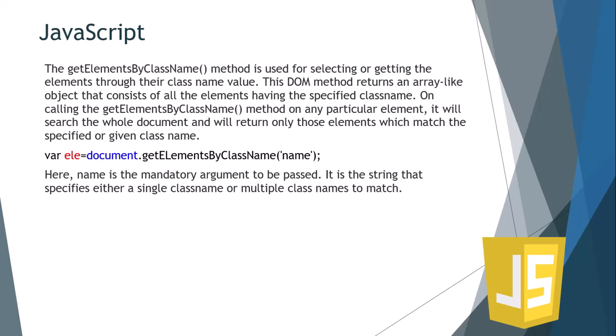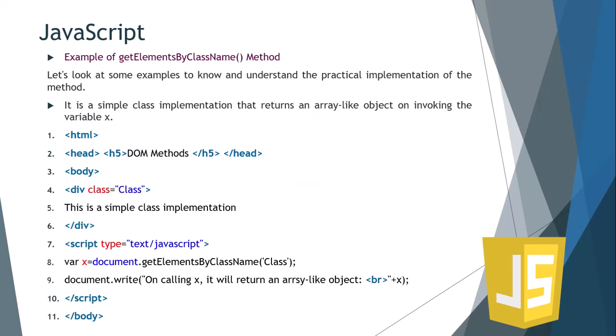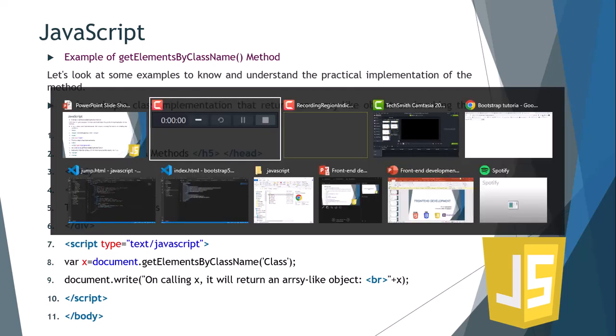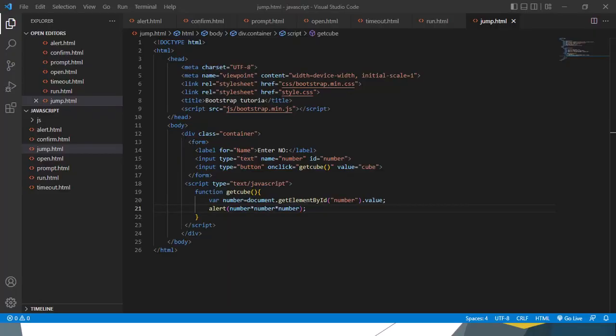Now look at this example. Let's go into our text editor, so I'll show you how this example works, and you will have a very good knowledge of how getElementsByClassName and getElementById work. So I'll create another file and call it sleep.html.